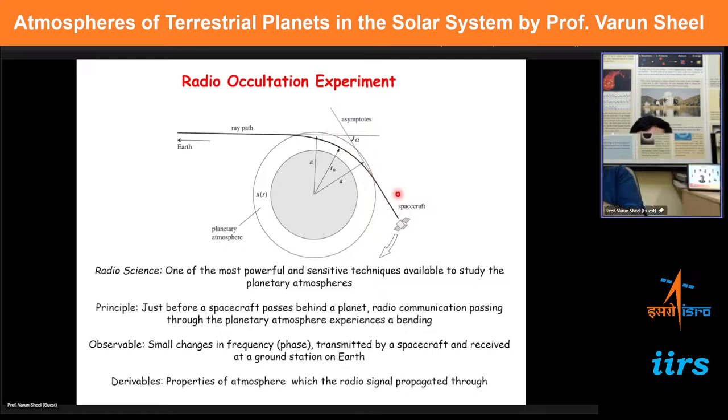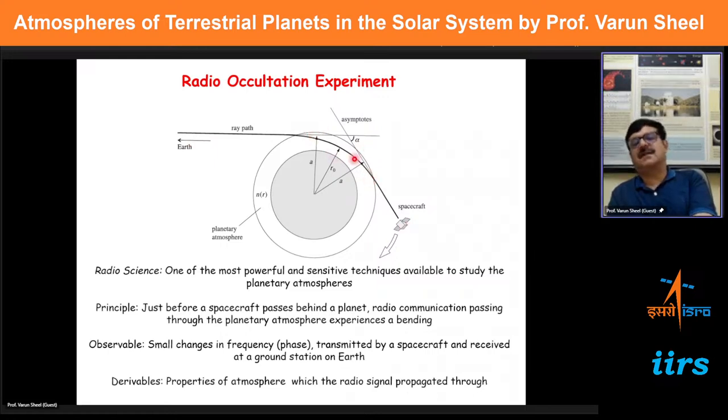And this signal suffers some small amount of phase shift due to the medium of the atmosphere. That phase shift is very, very small, in terms of millihertz, and that is what we try to detect at the ground station. So this is very simple, in the sense that we are using just a radio frequency to measure the very small phase shift which has happened due to the passage of this radio frequency through the atmosphere. And this is called occultation because when the spacecraft is just about to enter the atmosphere, after that it gets occulted from the line of sight of Earth, and you no longer can see the spacecraft.